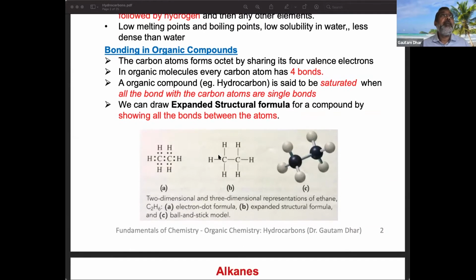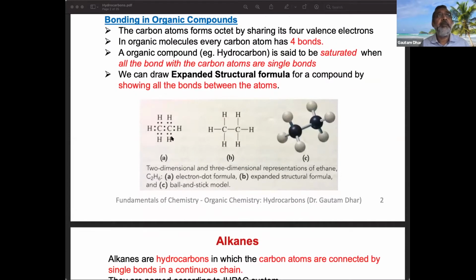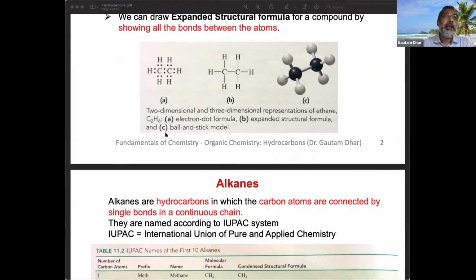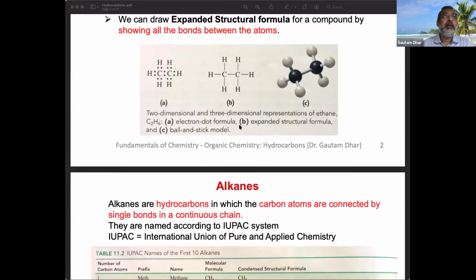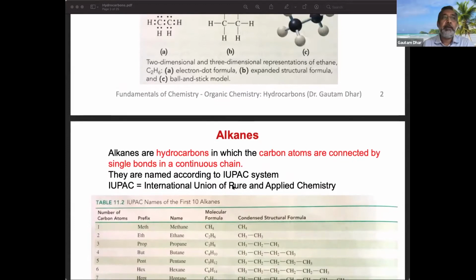If you look at the bonding in organic compounds, this is the simplest of the molecules that you can get. One carbon-carbon bond, and the rest are all hydrogen. These are called alkanes. All the bonds that you see around the carbon atom are single bonds. This is the simplest kind of organic molecule that you can get.